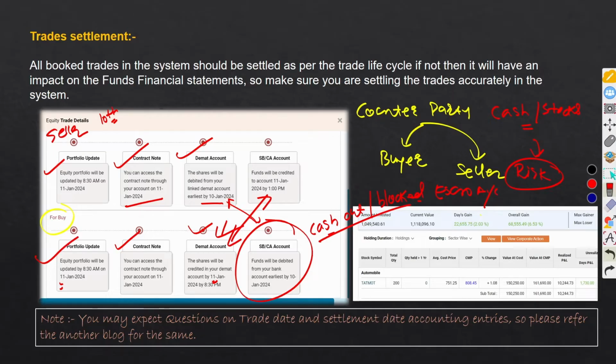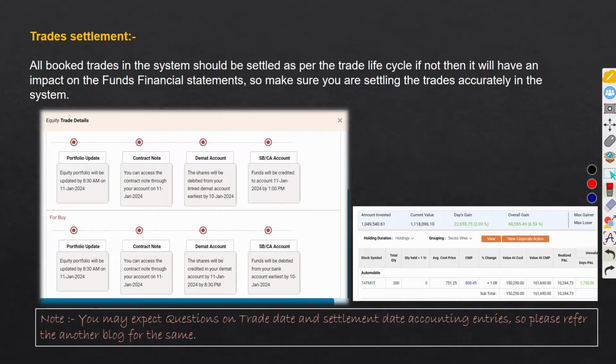But why are we discussing trade settlement? I'll tell you. On settlement date, we also process the accounting entry. On trade date, we create trade payables and receivables, and on settlement date, we actually reverse those payables and receivables. That's why trade date and trade settlement date are both very important in the fund accounting business.